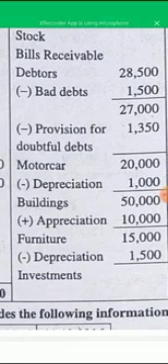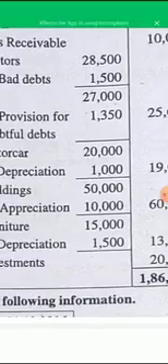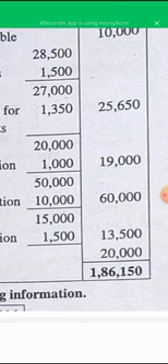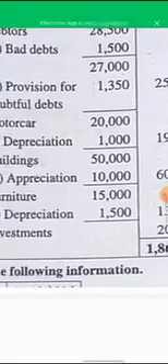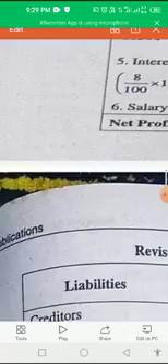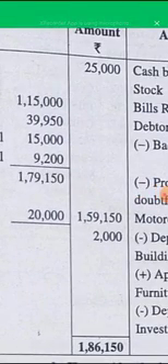Buildings, you have is 50,000. Add appreciation 20%, 10,000. Outer column is 60,000. Furniture, you have is 15,000. Less depreciation 10%. You get is 1,500. Minus it, write in the outer column 13,500. Investments, there is no adjustment, directly write in the outer column 20,000. Next, there is a salary due. You have it in the statement of profit or loss, and that is 2,000. So come to your liabilities side of the balance sheet, write salary due, outer column 2,000.